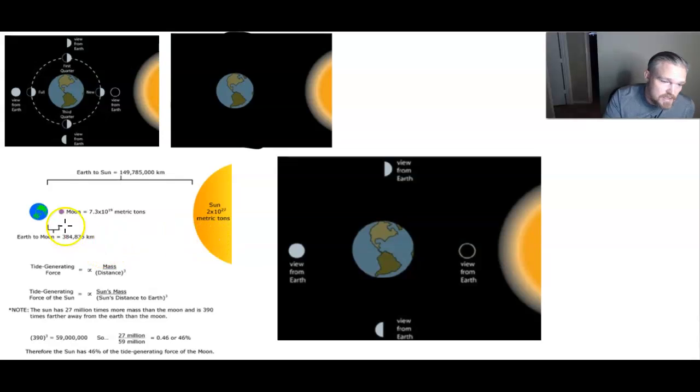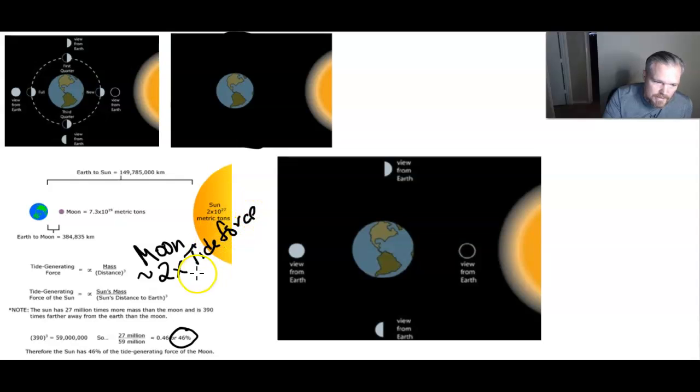But the sun still creates a tidal force. It is 46% that of the moon, which means that the moon's tidal force is roughly 2 times that of the sun. So the moon is more important in terms of understanding how the tides change relatively quickly.